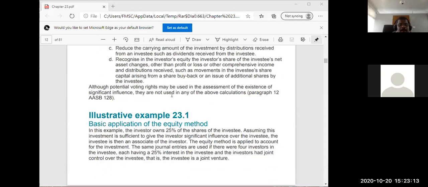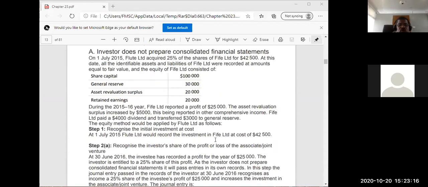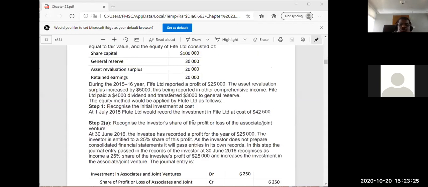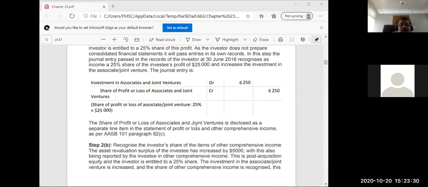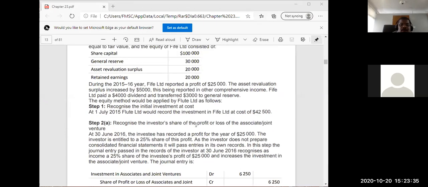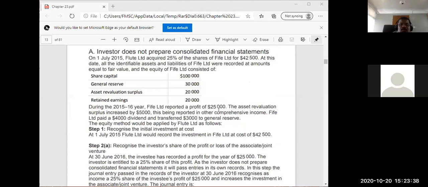Then we discussed this equity method example with you, in the investor's books and in the consolidated financial statements. I think you can remember this example. We always take the share of the investor to the books of the investor, and also when preparing the consolidated financial statements.